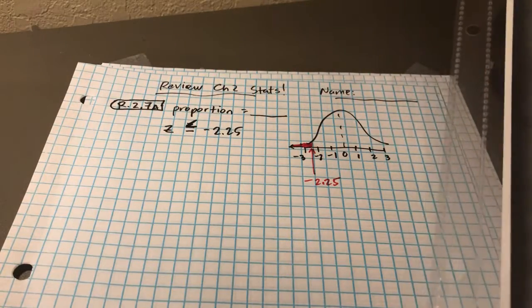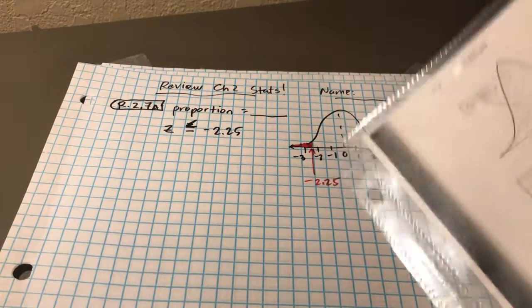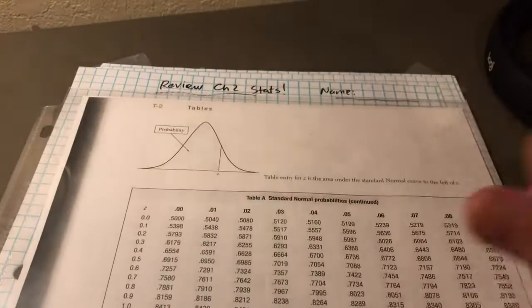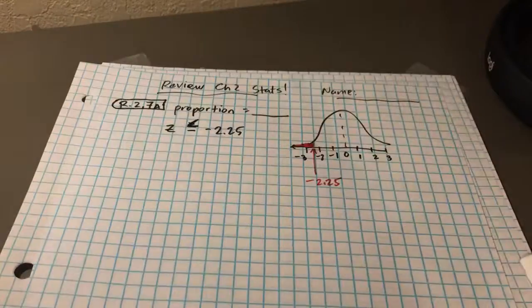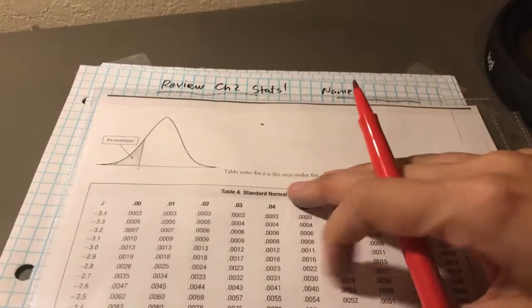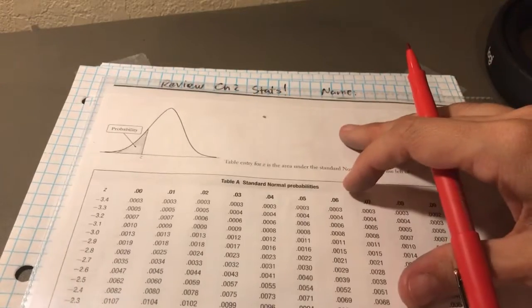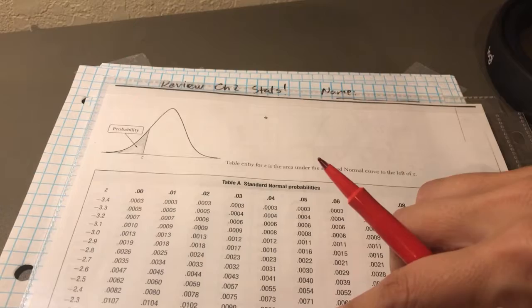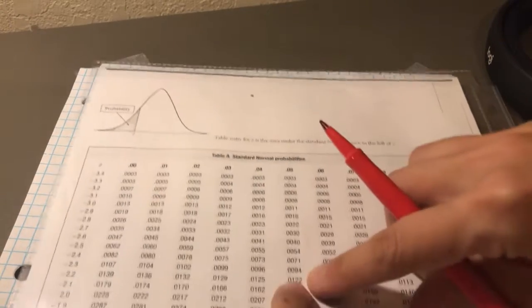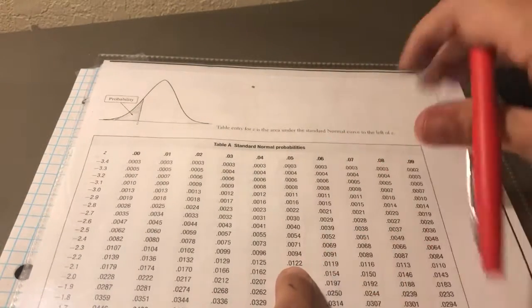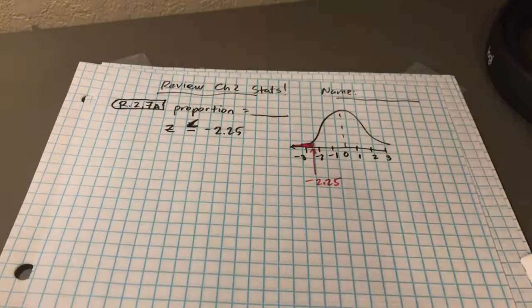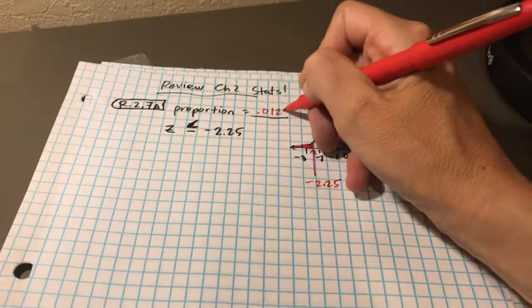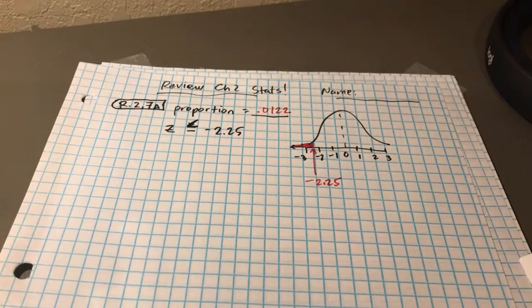So we grab our table and we know that the label is negative 2.25. So not this side, this side. Okay, negative 2.25, negative 2.25, and that's 0.0122. That's where they meet. 0.0122. That's the proportion. Next question.